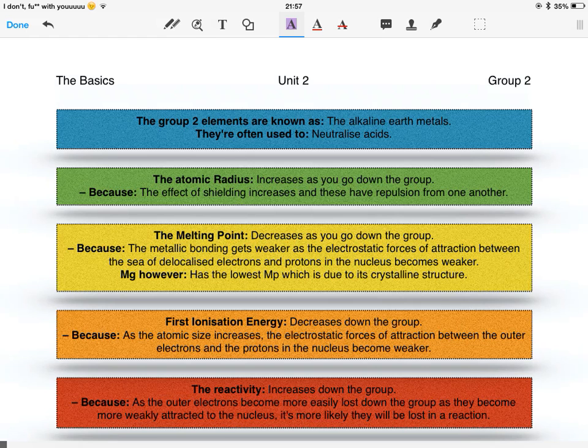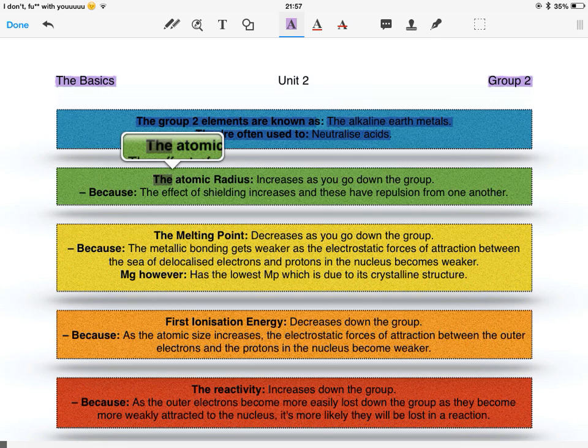So this video is going to be on the group 2 elements, and we're going to start with the basics. The group 2 elements can also be known as the alkaline earth metals, and they're often used to neutralize acids. There's a couple of properties that you need to know about them, but what you should pay attention to is that the reason for all of these is pretty much exactly the same thing. It's shielding, repulsion, and electrostatic forces of attraction.